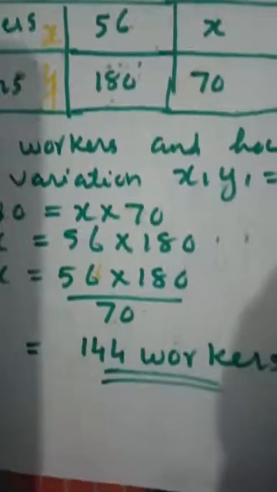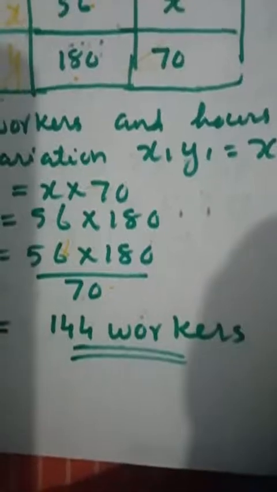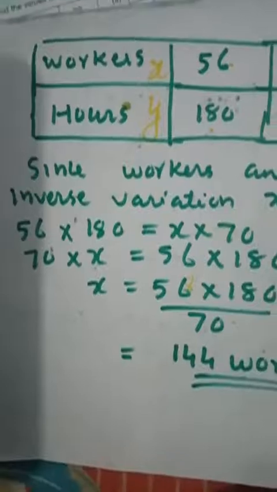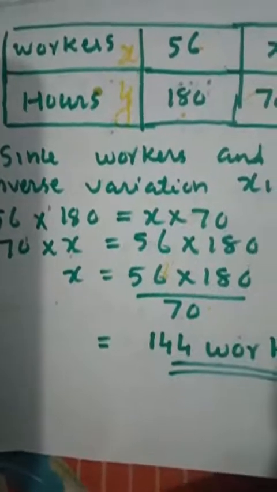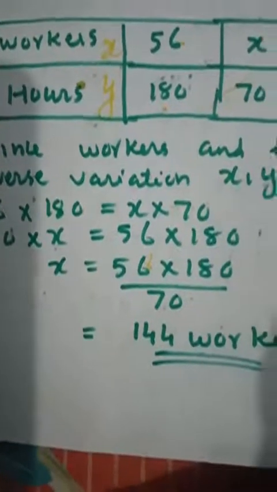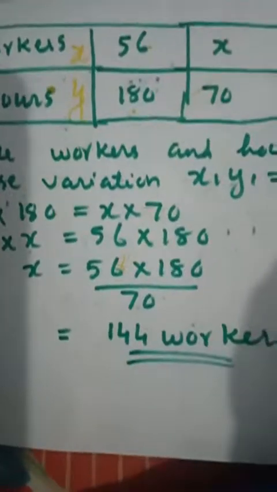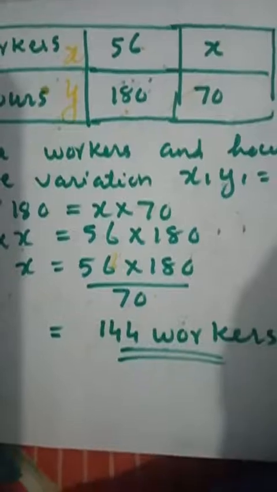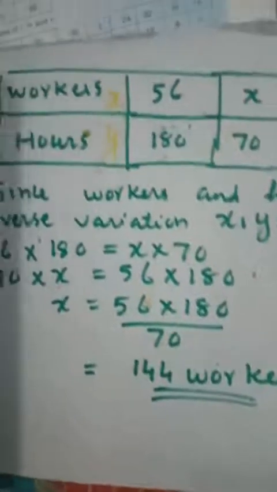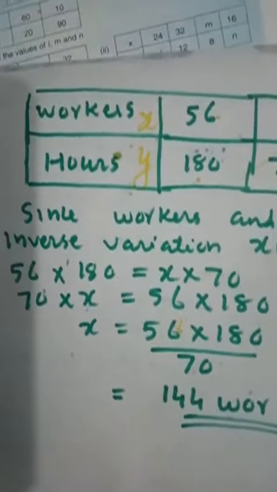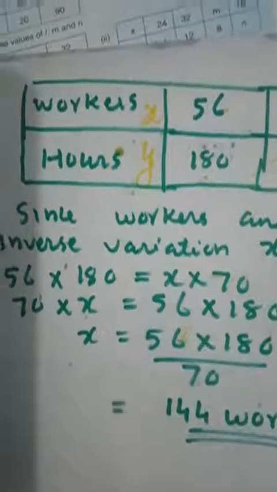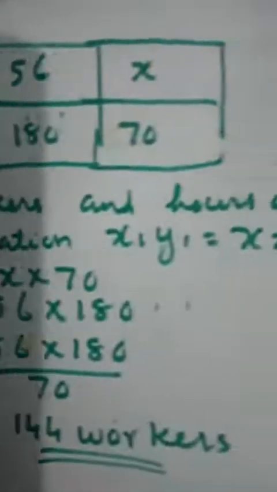Workers and hours. If you got the table, the rest of the steps are very easy. Before that, you should identify the question is in inverse or direct variation. If the question is in inverse variation, then you can apply the formula x1 y1 is equal to x2 y2. That is, product is a constant. If it is in direct variation, then you can apply the formula x1 by y1 is equal to x2 by y2.